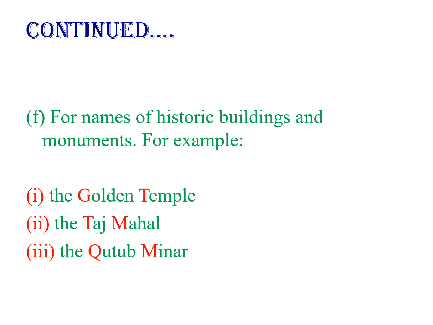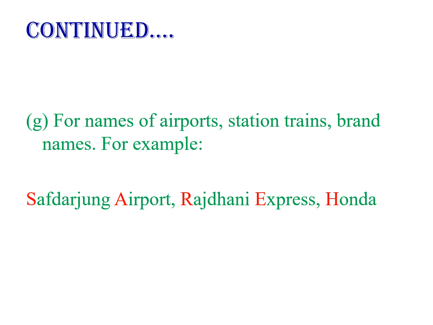Capital letters are also used for the names of historic buildings and monuments. For example, the Golden Temple, the Taj Mahal, the Qutub Minar. The article "the" accompanying these proper nouns will not be put in capital letters. Capital letters are also used for the names of airports, trains, and brand names. For example, Safdarjung Airport, Rajdhani Express, Honda, Hyundai, etc.